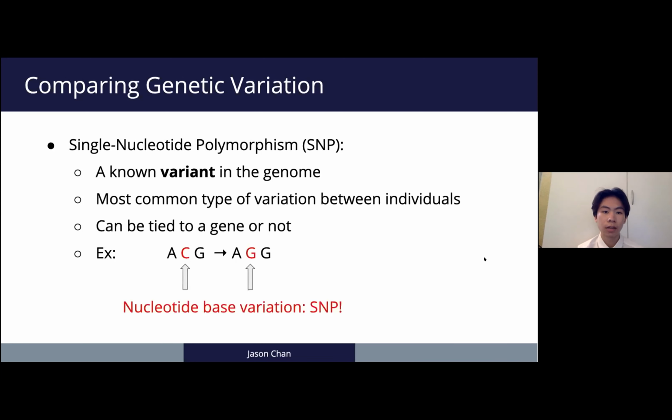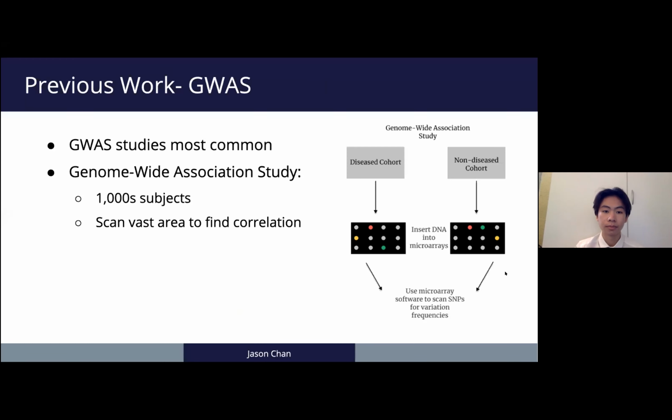Well, we did this by comparing single nucleotide polymorphisms, which is the variation in the genome. And it's the most common type of variation between two individuals. Additionally, these SNPs can be tied to a gene or not. In the example below, there's a base sequence that's ACG or AGG, where the only difference is the C or the G. This difference, this variation, is known as a SNP. Additionally, SNPs are denoted with an RS number or an RSID, which I'll talk about a little later.